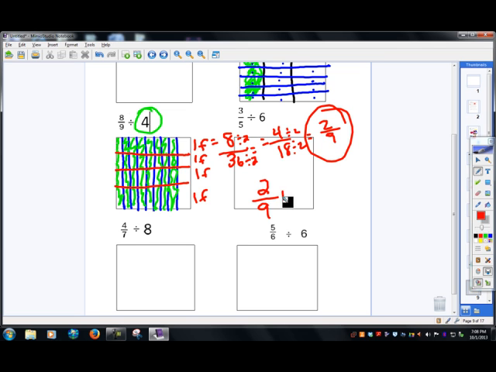That's one friend got 2/9. Another friend got 2/9. Another friend got 2/9. Another friend got 2/9. So how much do I add up? Remember, when we're adding, we keep the denominator the same. We just add numerators. 1, 2, 3, 4. I'm sorry. 2, 4, 6, 8.